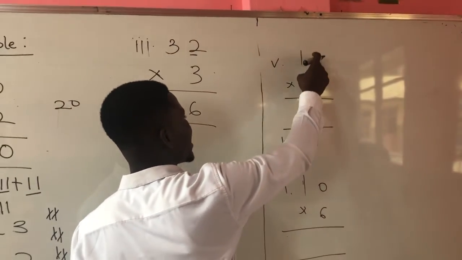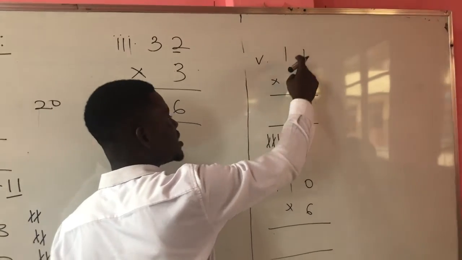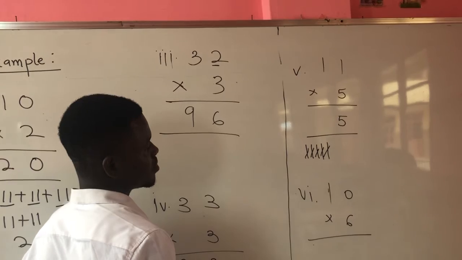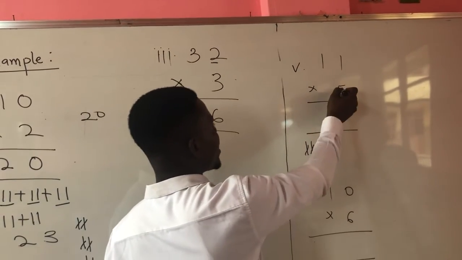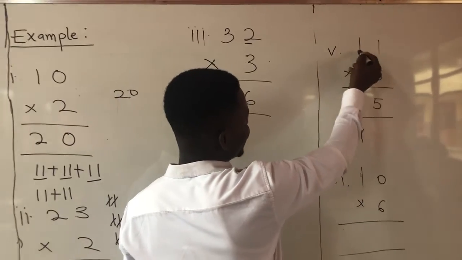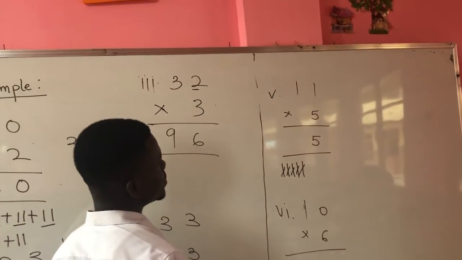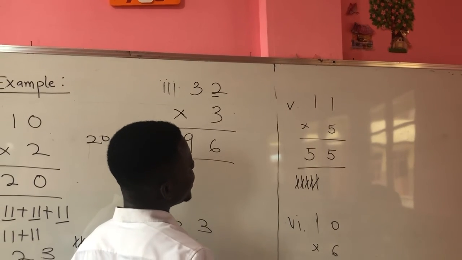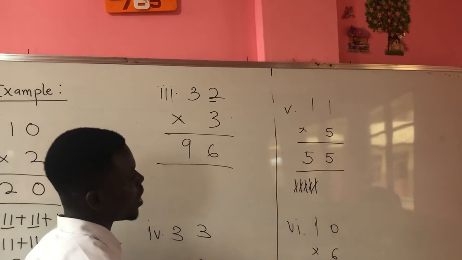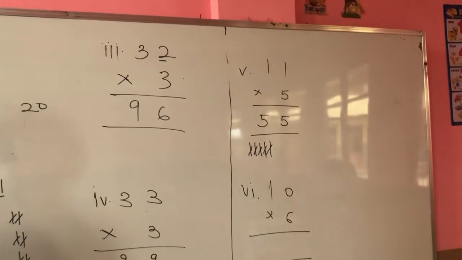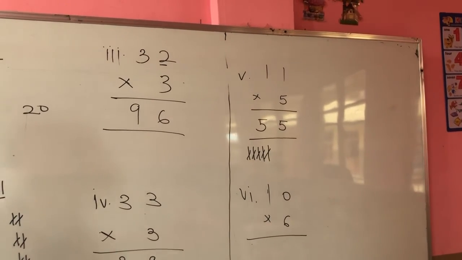Every number multiplied by 1 is equal to the same number. Don't forget. And the same way we have 5 and 1. So you are multiplying 5 times 1, which is 5. Do not forget that any number multiplied by 1 is equal to the same number, and a number multiplied by 0 is equal to what?